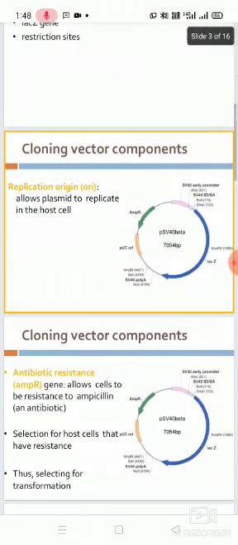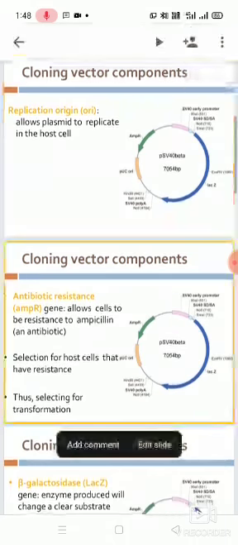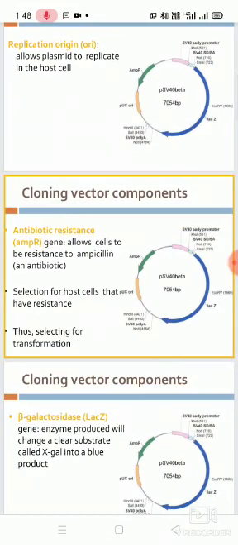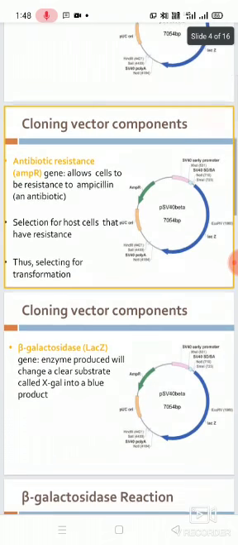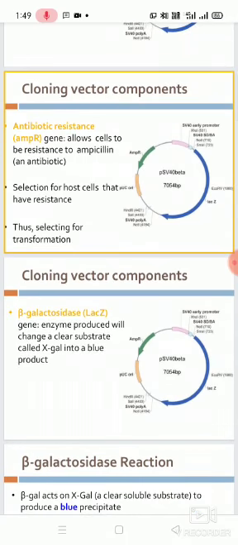The first component, the replication origin, is mainly helpful for a plasmid to replicate inside the host cells. The second component, the antibiotic resistance gene, is mainly helpful for a cell to provide resistance against ampicillin. This is also a process for selection of the host cells that have resistance, thus selecting for the transformants.